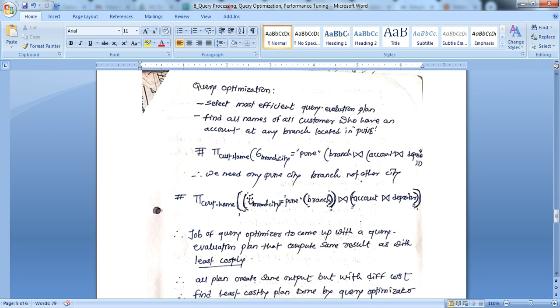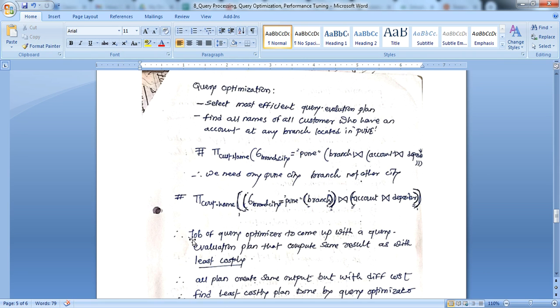Now there are some ways, these are the plans to execute it. Here we take the customer name, then select the Pune city, and then apply the natural join with the branch, and then the account is natural joined with the depositor. We need only the Pune city branches, not all cities, that's why it runs with Pune. Now it runs again with something different, only changing the natural join between these parameters, and it gives the same output with both plans.